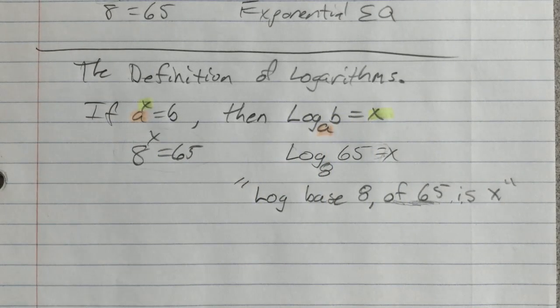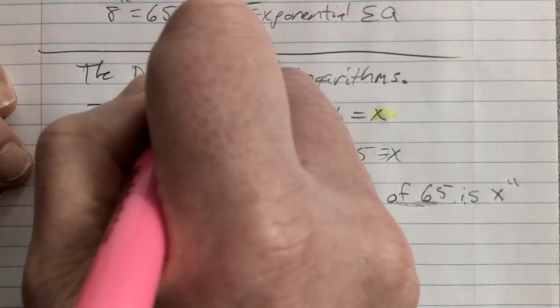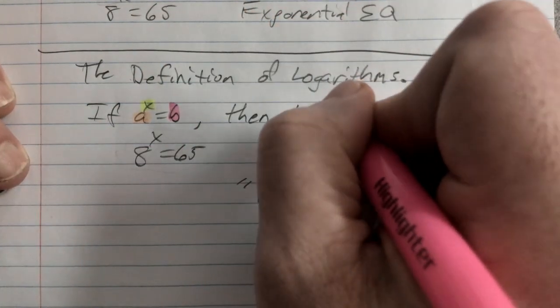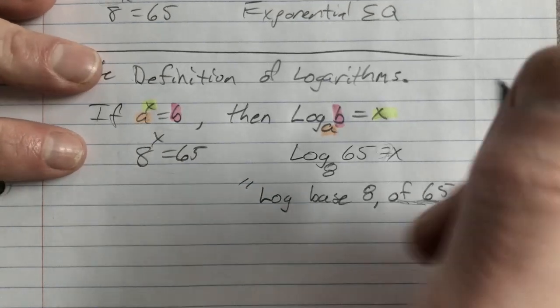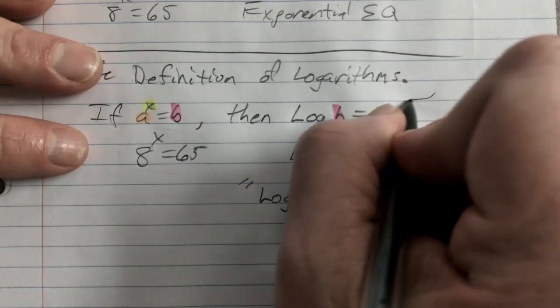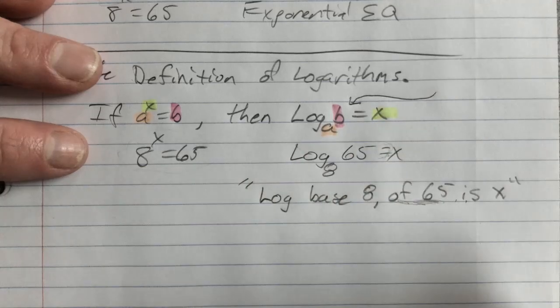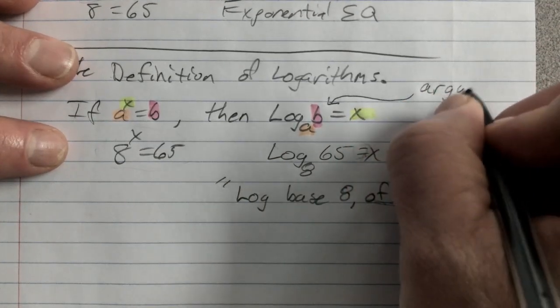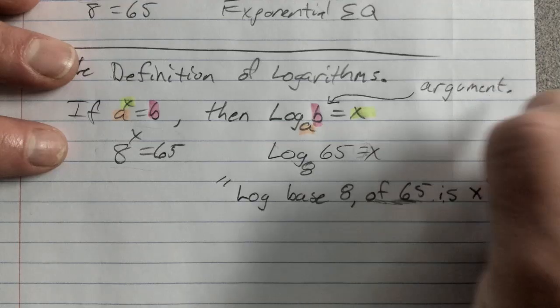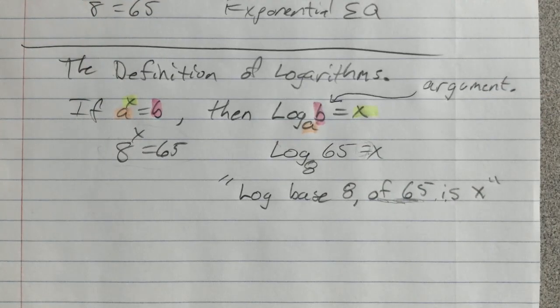And whatever the exponential form is equal to becomes the argument. So you'll often hear me say, what is the argument of that logarithm? Or we're going to take the argument and do something with it. So this is called the argument, and not in the form of disagreement. Not in that form.